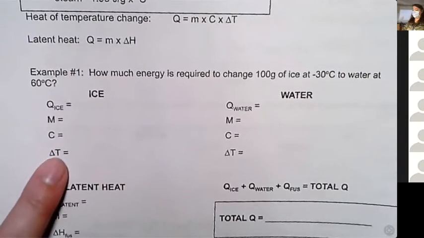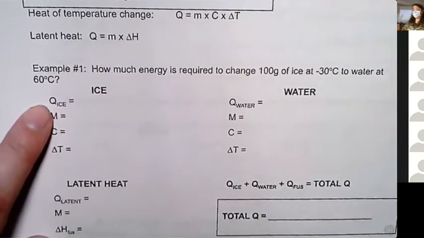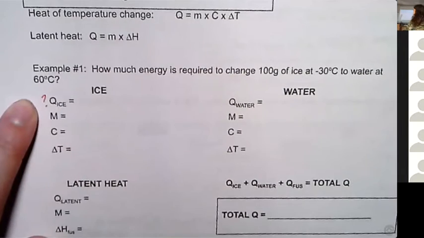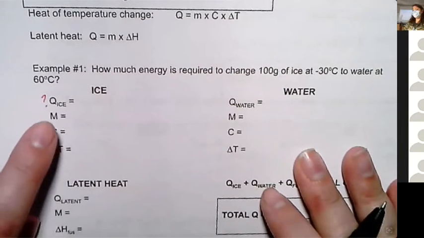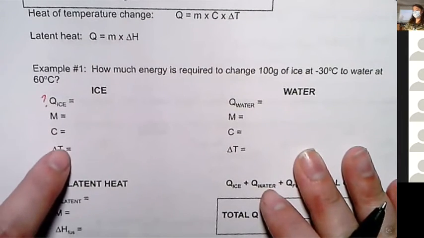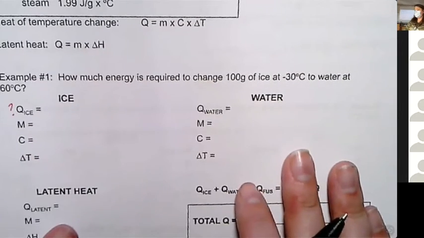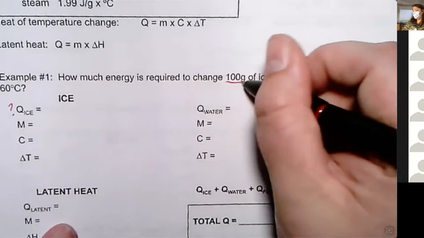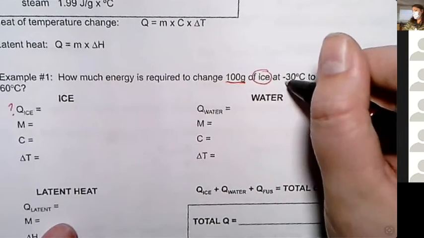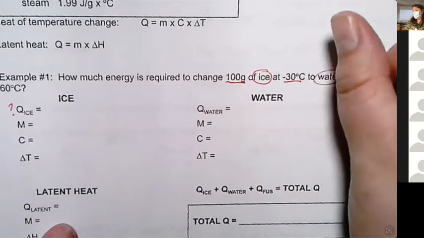So the first thing we need to do is calculate the energy for specific heat for ice. So here's what we're going to do. This is what we're going to be finding. So we don't know that yet. But we can go ahead and fill in M and C, and then I'll talk about delta T in just a second. So example number 1 says, how much energy is required to change 100 grams of ice at 30 degrees C to water at 60 degrees C?